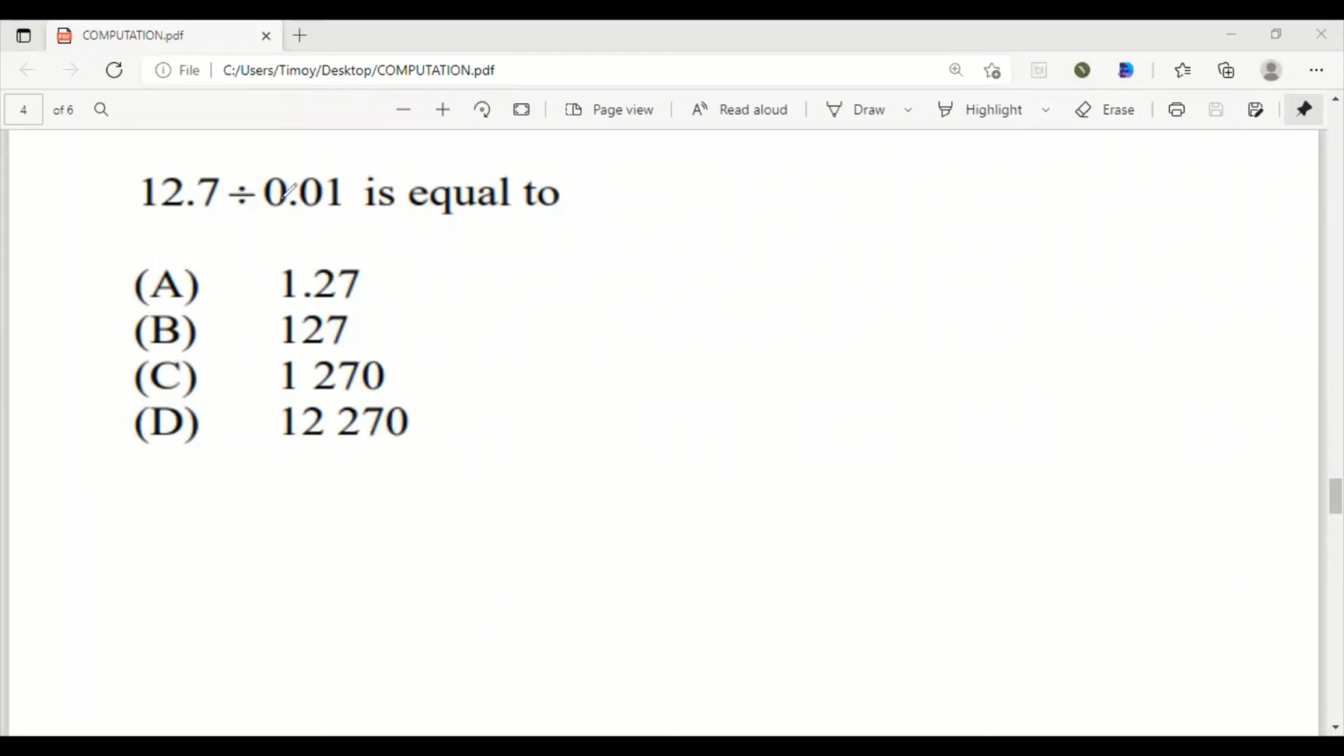12.7 divided by 0.01 is equal to, again, when you're dividing by a decimal, we're going to convert the decimal to a whole number by just shifting the decimal place 2 units to the right, so that the decimal point is now behind the 1 here. So this number becomes 1. And then we still have our division sign, and whatever we do to this, we have to do to this. So we have to shift 1, 2 places here. So put a placeholder. So it becomes 1,270 divided by 1, which is just 1,270. So that answer is C.